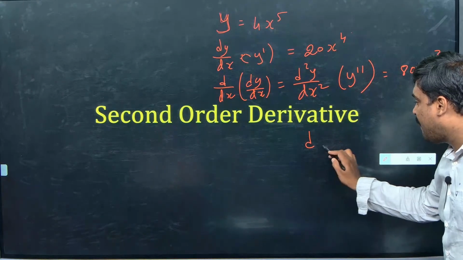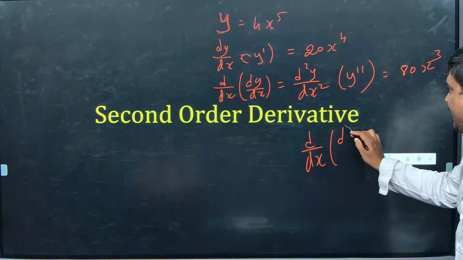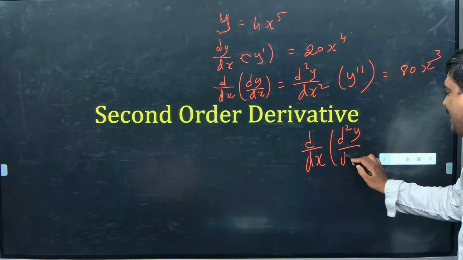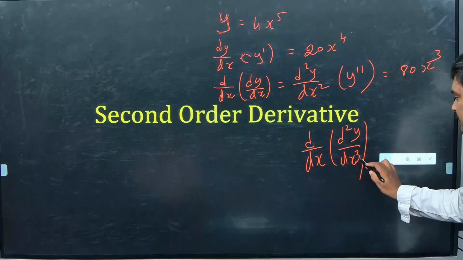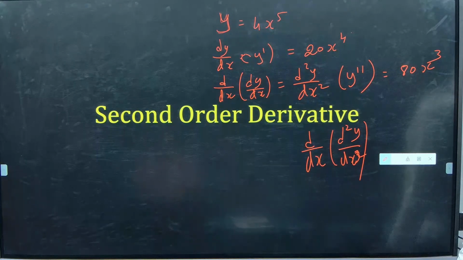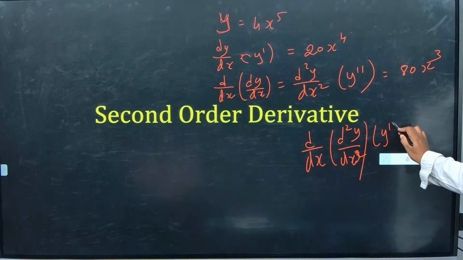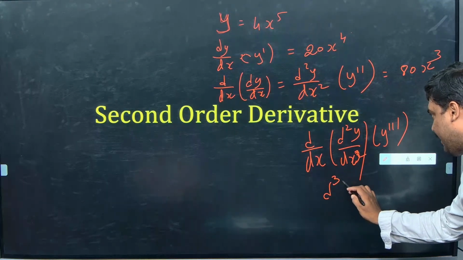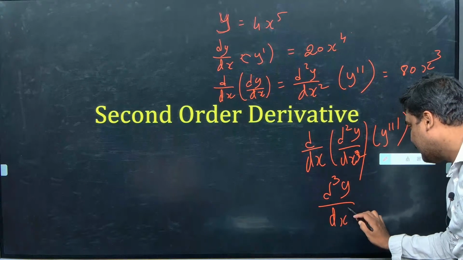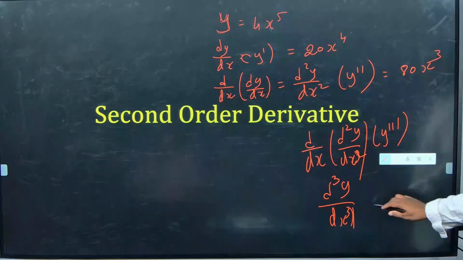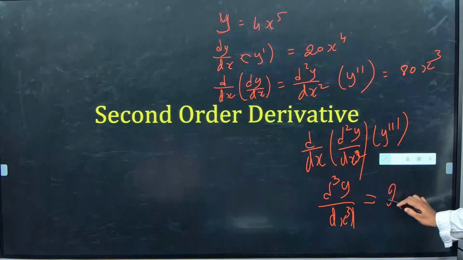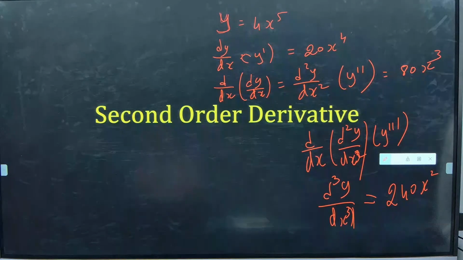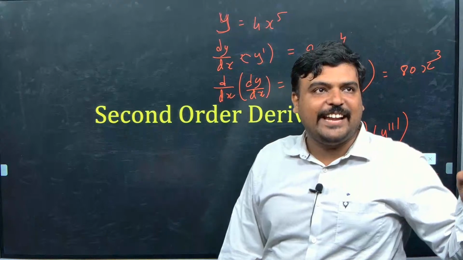Now d by dx of d square y by dx square, what are we going to call it? Triple order or third order? Okay, third order is nice. We can see simply 240x square. Then d cube y by dx cube will end up with 240x square.